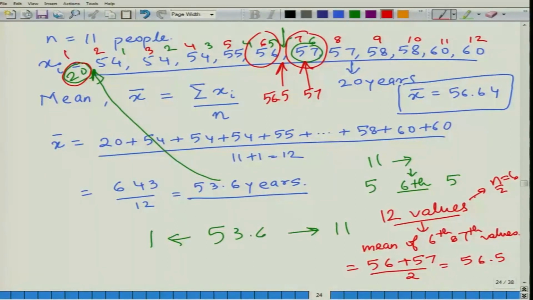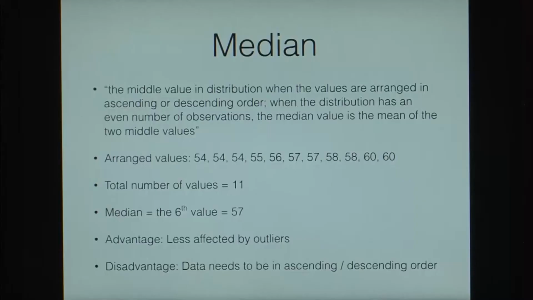So, median is very less affected by outliers. That is an advantage of using the median. However, the one disadvantage of using a median is that your data needs to be arranged in ascending or descending order in order to get the median. So, that is easy if you have a small data set, but when you have a larger data set, then it becomes more involved.